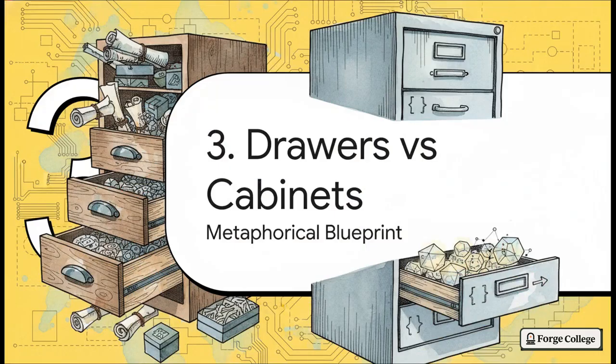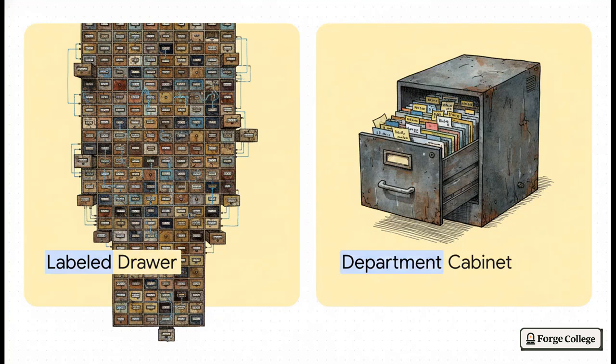Let's make this a bit more concrete in Section 3, drawers versus filing cabinets, our metaphorical blueprint. To keep us from getting totally lost in abstract code, picture this. On one side, you have the EVM slot-addressed model. Think of this as a massive wall with thousands of tiny, independently labeled drawers. On the other side, you have the SVM account blob model. Picture a huge heavy metal filing cabinet that holds a single department's massive folder.